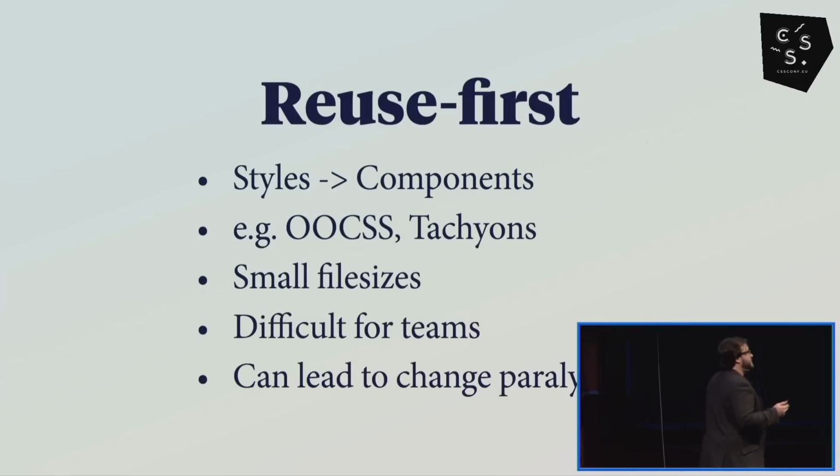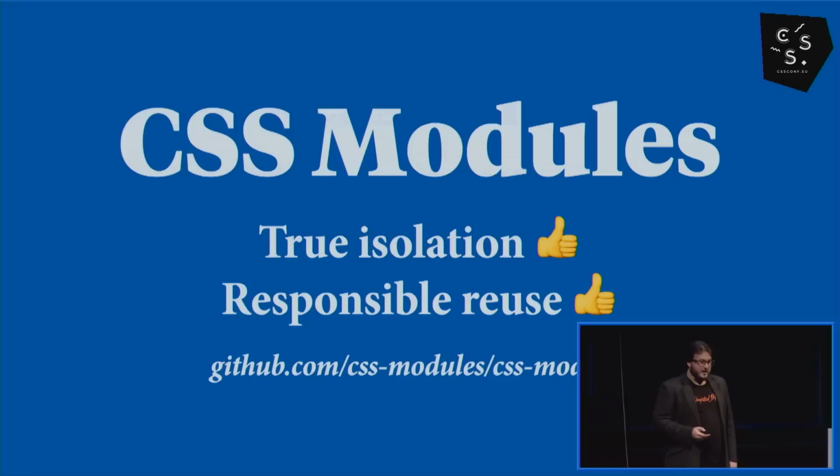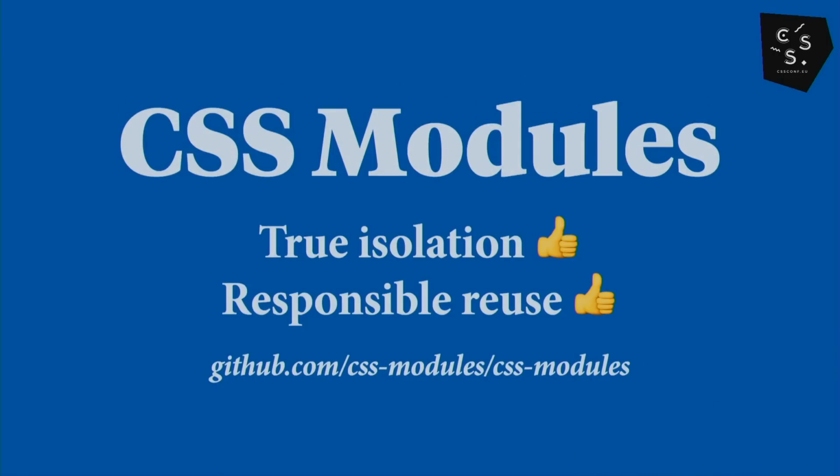The other side is reuse first, and this is a little more like what CSS is actually good at by default, which is you start from the styles and you build up components. So a component will have styles from many parts of your code base. OOCSS and Tachyons are like this, and it really captures the visual information in your site with a small file size and good performance. But I believe it's not as successful at the moment because it is difficult for teams, particularly if people have different abilities. If you've got only one person who can touch the CSS on your team, I think this is a symptom of what I call change paralysis, where you're just not confident that you can add something to the code base and be okay. So CSS modules is trying to unify those two approaches, trying to give you real isolation and responsible reuse.